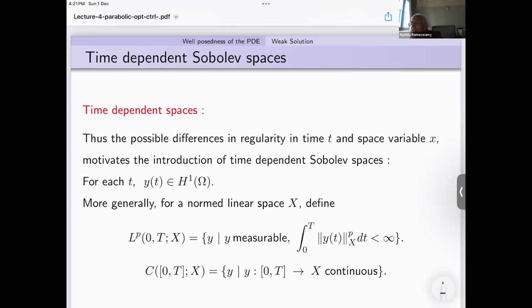So here I'll take measurable functions on 0 to T such that the L^p norm over X is bounded. Here X could be any space. In particular, I'm going to take H1 of omega. Similarly, I can take any Banach space or any Hilbert space. So what I would like to do is take X to be H1 of omega or H1_0 of omega. So then I can demand in the time variable that it may be just L^p or it may be continuous. So these are the time-dependent spaces.